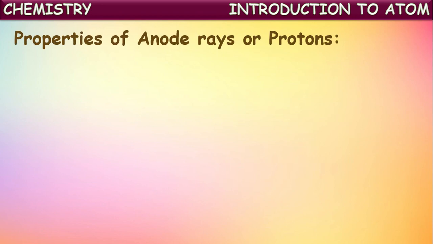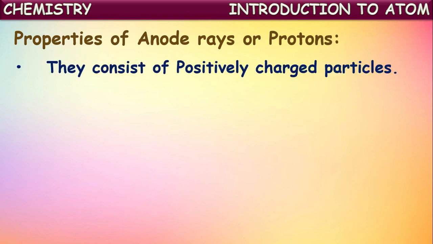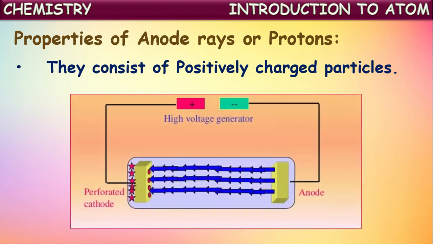Next, properties of these anode rays. Let us see what are the properties of these positive rays or anode rays. These rays consist of positive charged particles. This is proved by the property that these particles are produced from the anode side and move towards the cathode side. They move through the perforated cathode and strike the screen at the back of the cathode, making red colored scintillations. So they move from the anode side towards the negative electrode. This proves they are positively charged particles.